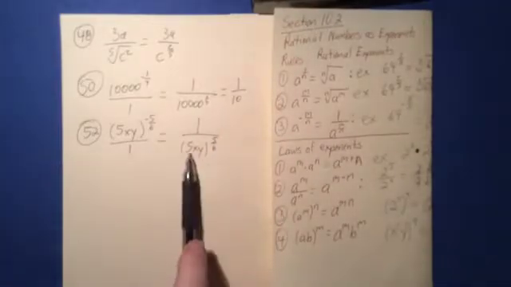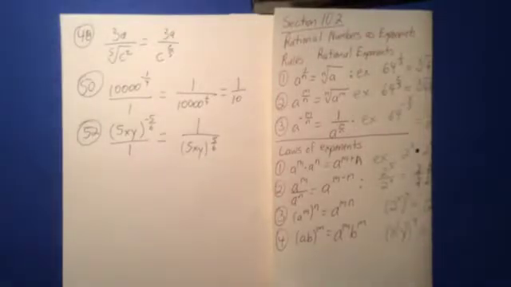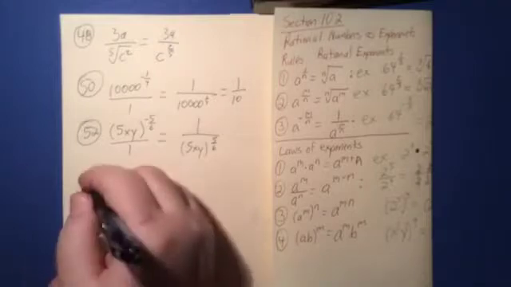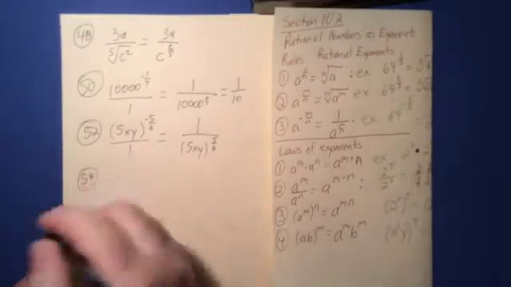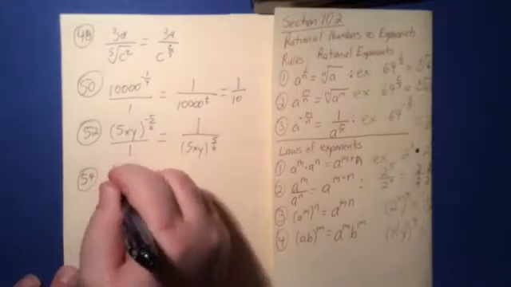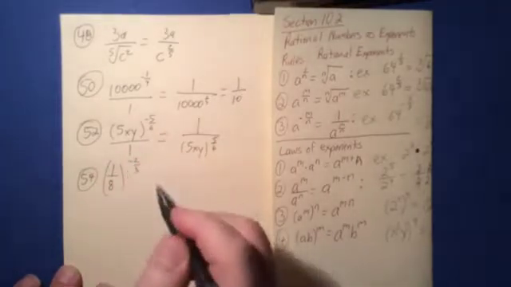Because we have no 6th root of 5, and no 6th root of y, and 6th root of x, and so on, I can't simplify that much further. When it's just numbers, we can do some extra work with it. Let's take a look at 54, something a little trickier. So this is going to be 1 over 8, and it's going to be the negative 2 over 3.